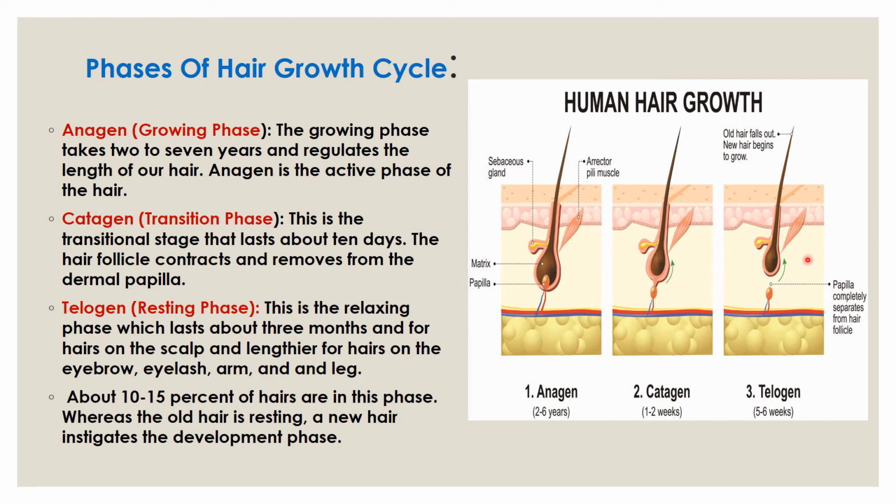Then is the telogen phase or the resting phase. In this phase, it lasts for about 3 months for hairs of the scalp, and is lengthier for the hairs of the eyebrows, eyelashes, arms, and legs. Out of all the hair, 10 to 15% are in this phase. Now you can see here that the dermal papilla is completely separated from the hair follicle in the telogen phase, and in this phase, the hair may shed.